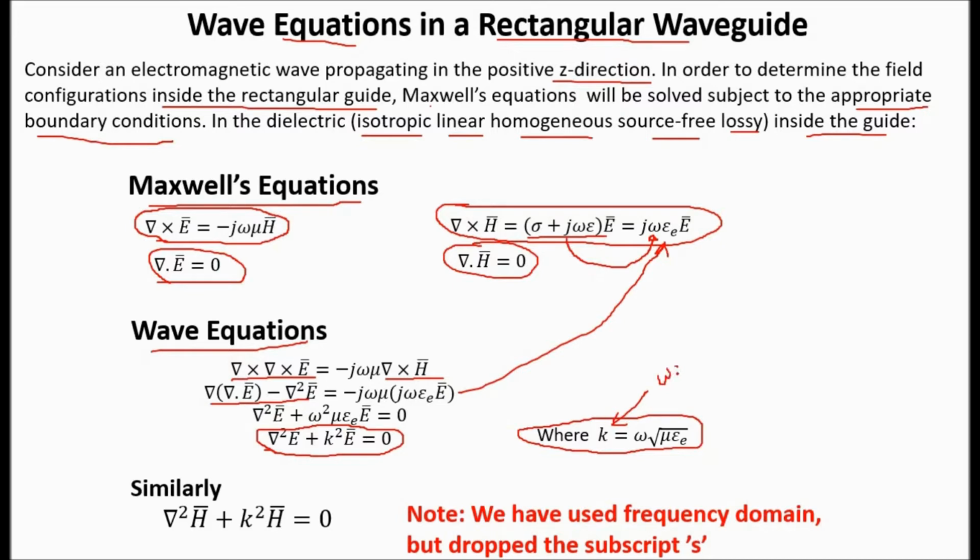Similarly, by taking curl on the second Maxwell's equation, we can find the wave equation in terms of magnetic field. So that is del square H plus k square H equal to 0. Please note that we have used frequency domain but dropped the subscript s for convenience, because there will be a lot of wave equations and expressions in waveguide, and we want to write them in simple form. That's why we remove the subscript s.